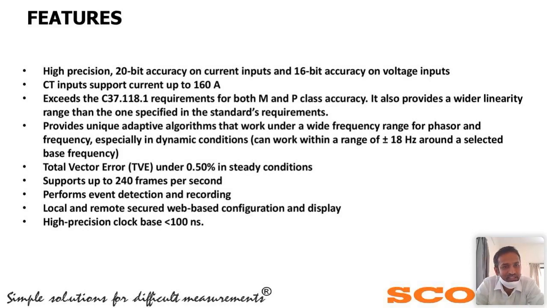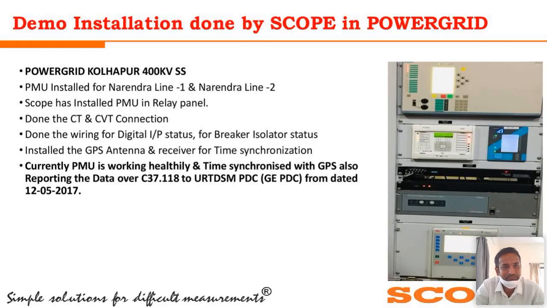And see here, IEEE C37.118.1 requirement for both M class and P class accuracies. Like you have metering class and protection class CTs. So it supports both the CTs and both the accuracies, like P class accuracy as well as M class accuracy. So that is the features we are giving in the PMU.